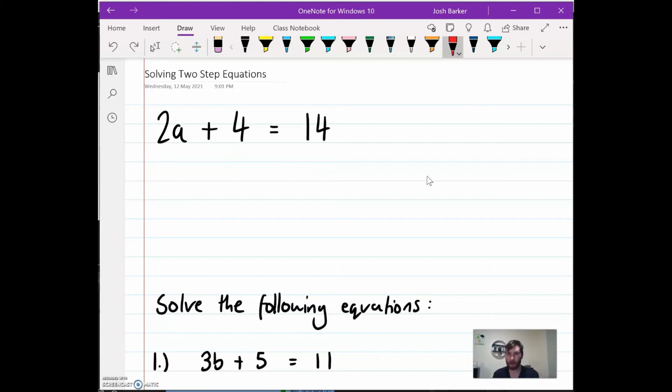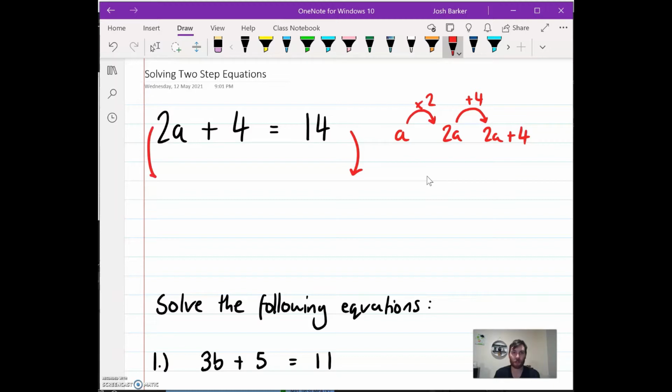Something that can help you when you think about this one is to think of it in terms of what's happened to our variable. We've got our mystery number. It was then multiplied by 2 to give us 2 lots of the mystery number, 2a in this case. And then 4 was added onto it to give us 2a plus 4. And all of that is equal to 14. So if those were the things that happened to our variable, what we want to do now is try and reverse each of those things.